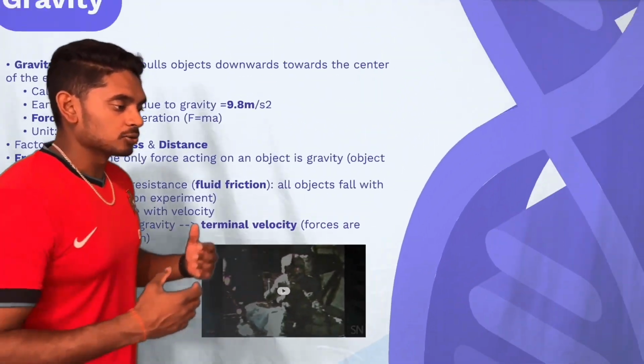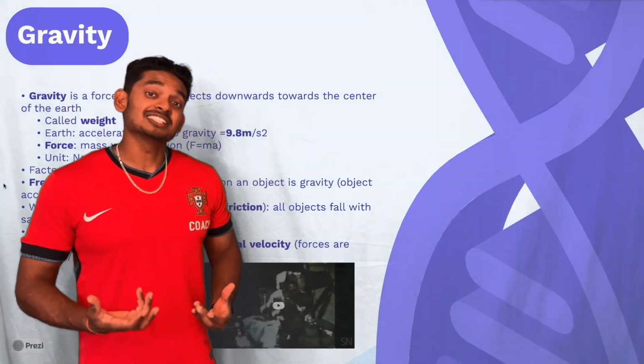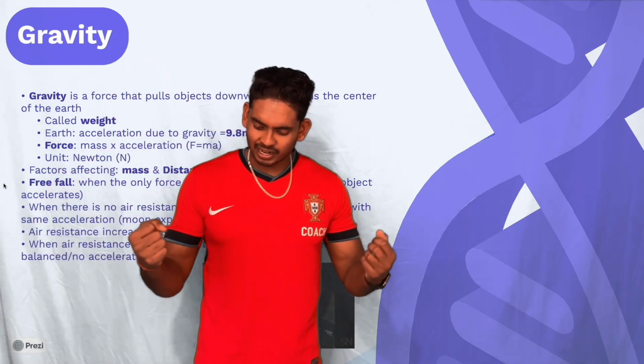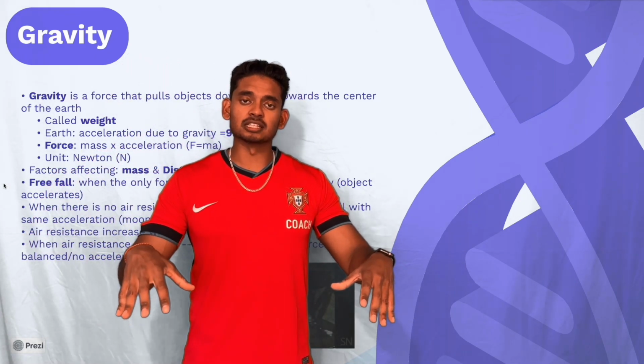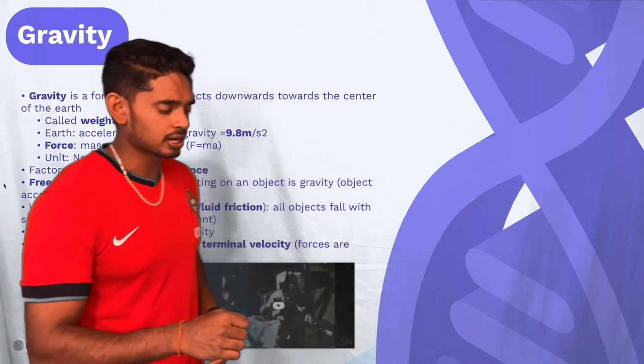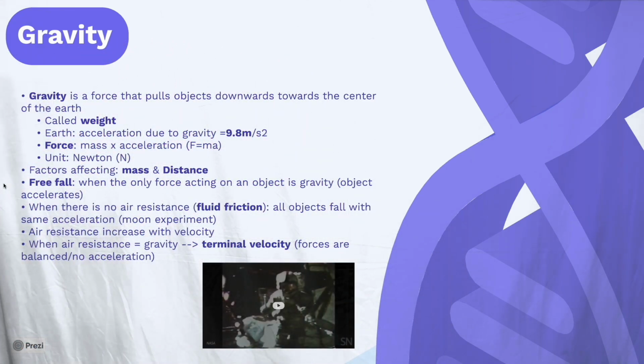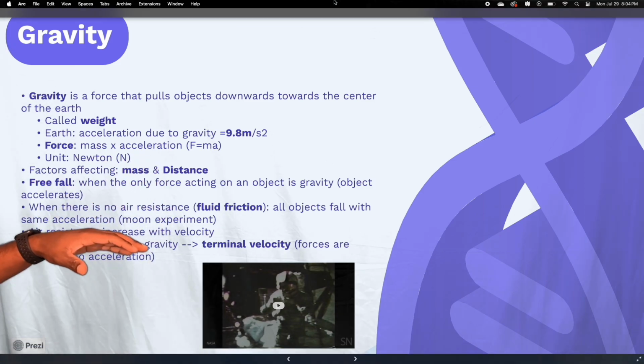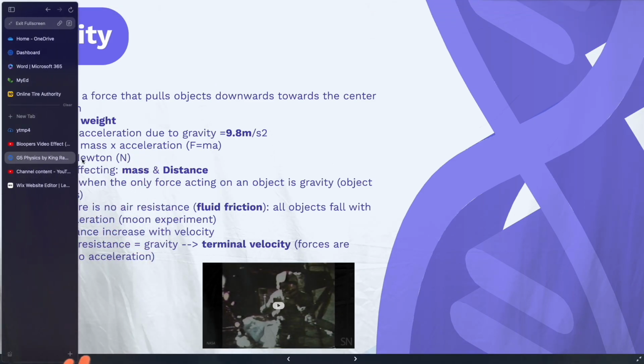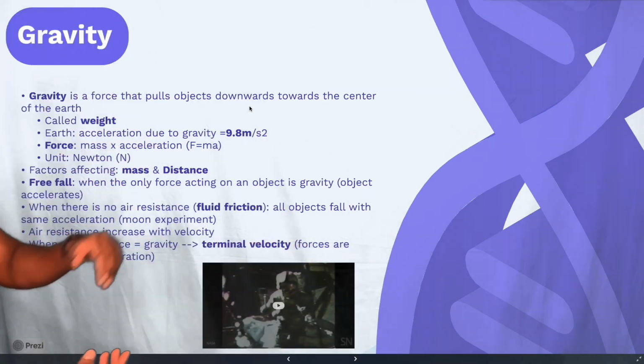No way. The astronaut was in space, on the moon, and he had a hammer and a feather, and he dropped them at the same time. Now on Earth, if you do that, the hammer will hit the ground long before the feather even reaches the ground. The reason why is because the hammer goes through the air resistance a lot faster. Air resistance works on the feather and it slows it down.